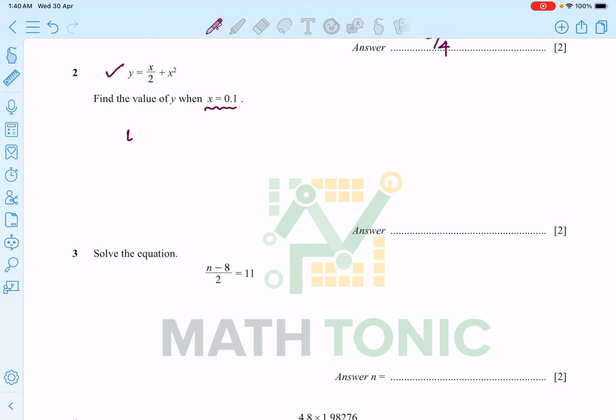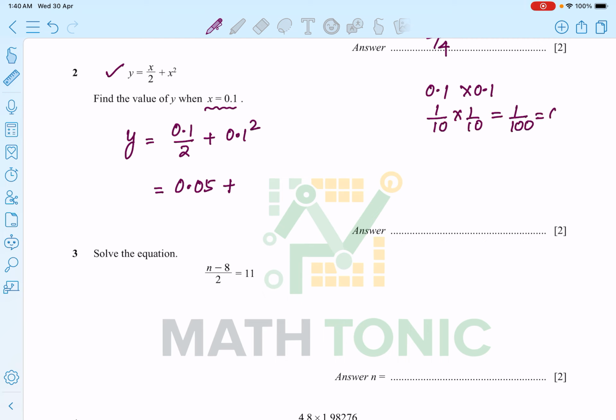Okay, so y equals, we need to replace x with 0.1 over 2, and instead of x it will be 0.1 squared, right? 0.1 over 2, that should be 0.05. Okay, make it half, plus 0.1 squared. Listen, 0.1 times 0.1, be careful, it will be 1 over 10 times 1 over 10, so that means it will be 1 over 100. So if I write it in decimal, it will be 0.01, so this will be 0.01.